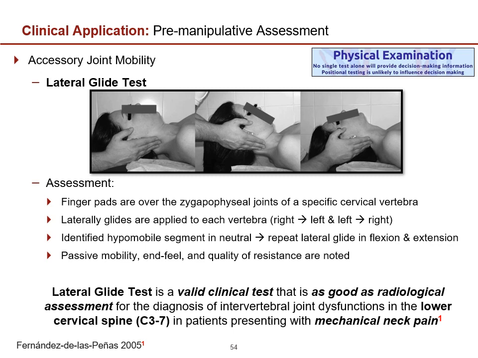So their conclusion was, when the therapist identified said level, and then they actually took x-rays in the flexion, extension, and side bending positions, that the lateral glide test did show to be a valid clinical test that is as good as radiograph assessment for the diagnosis of intervertebral joint dysfunction in the lower cervical spine, that is to say C3 through C7, in patients presenting with mechanical neck pain, which gives us a lot of confidence because I consistently utilize this in the clinical setting, particularly when we're talking about identifying hypomobile segments and those that may be good targets for manual therapy.